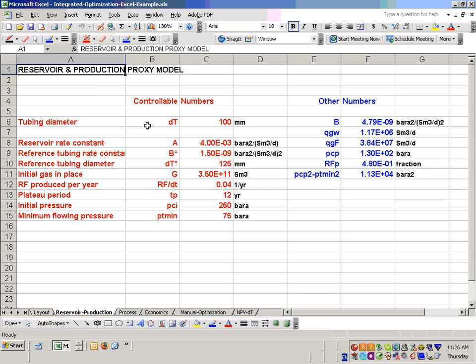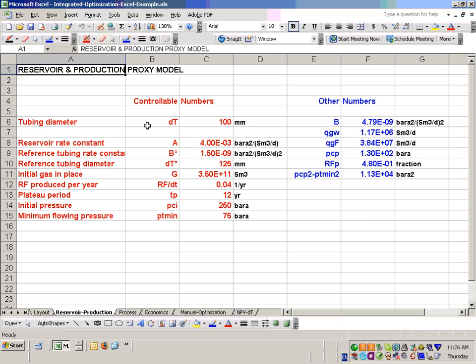Now, I'm not saying that if you put in a negative tubing diameter, it won't crash. I don't know, okay? But basically, that's the philosophy here: red numbers you can and are allowed to change, and all the other numbers you're not.